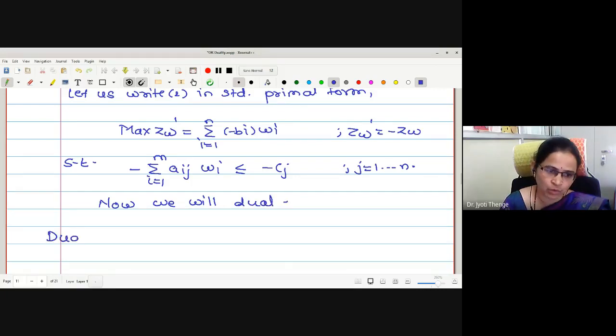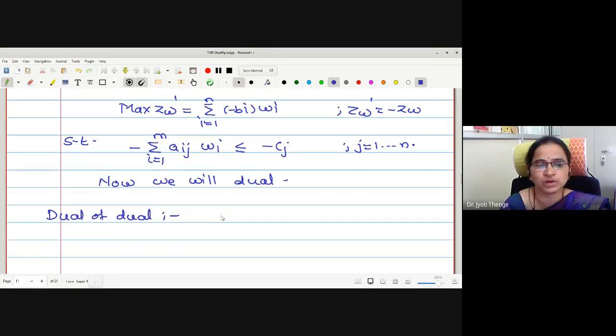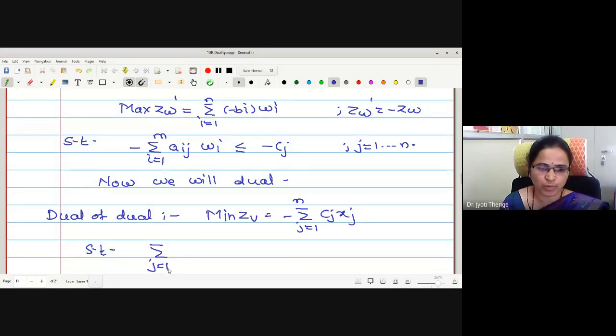What will that dual be now? Dual of dual. What is the dual of dual now? Again, this is minimize, some Zv I will use. Now this is minus Cj we have to collect. Correct? So this is the summation over j of Cj xj, j from 1 to n, subject to. What is the dual again? Again, we have to change this parameter. j from 1 to n, aij vj greater than or equal to minus bi, i taking the values 1 to m.